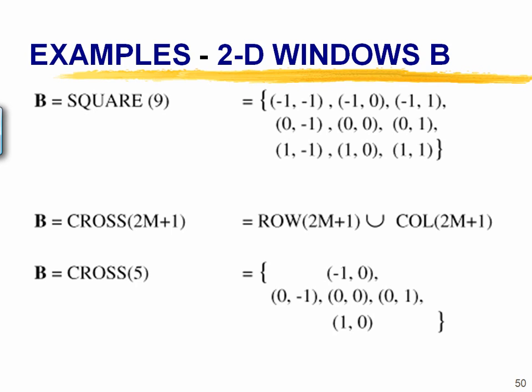So what that also means is that I can actually perform a cross windowed operation on my image by doing a two-step process. I can run a row operation on my entire window first and then a column operation. And from a speed perspective, that has significant benefits as opposed to running two-dimensional windows.